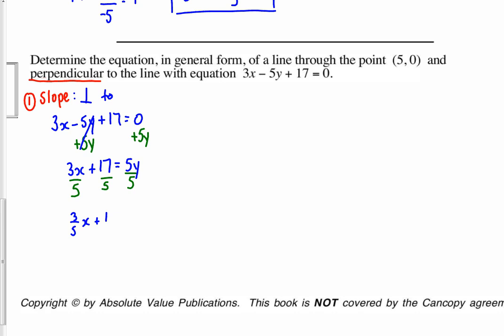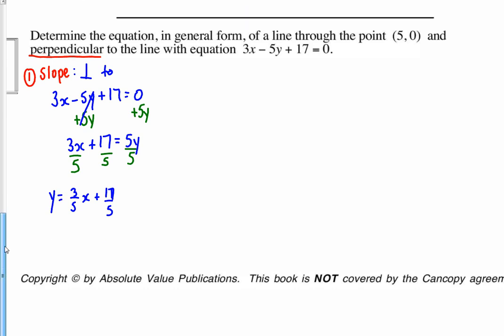Uh-oh. Wait for it. Really, my computer needs restarting. Uh-oh. Ah, there you go. Equals y. And you can put the y on the left or the right, it doesn't matter.